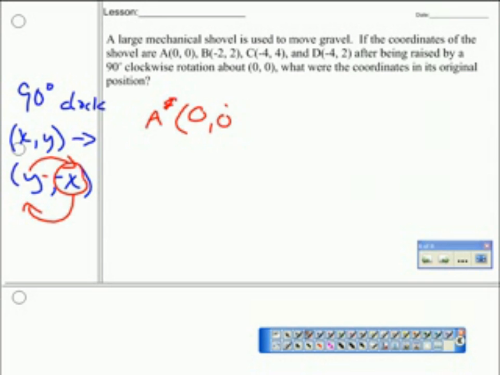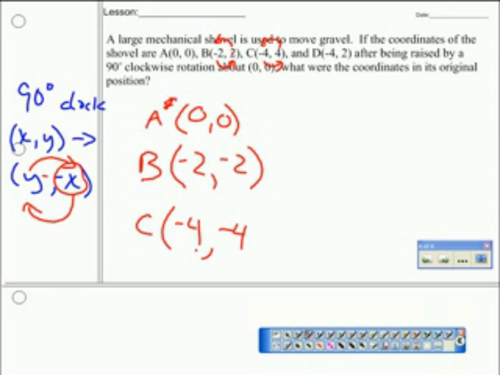If your center of rotation is (0, 0), and one of the coordinates is right at (0, 0), that means what? It's not moving at all, right? Because that's right at the center of rotation. The original B, these two would change places. And this is going to be -2, so it's (-2, -2). The original C is going to switch places: (-4, -4), and D would be (-2, -4).